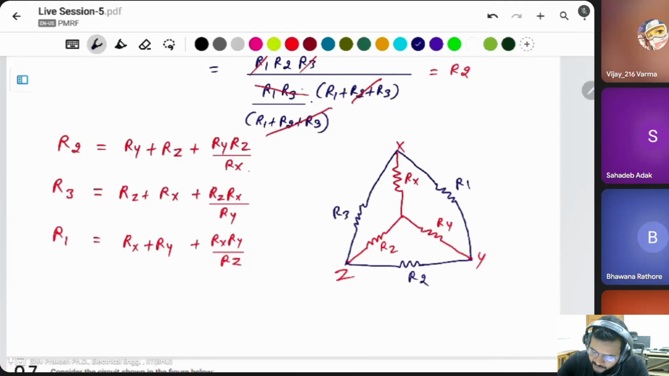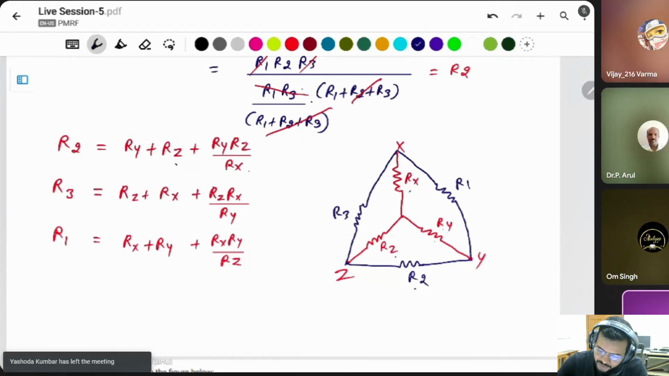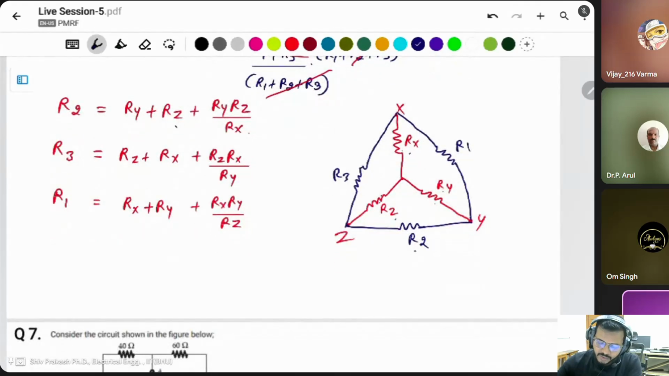In this condition, to find the value of R1, you have to add these two, Rx plus Ry, plus the multiplication of these two, and divide by the other one, Rz. Same thing if we want to find R2, then the sum of these two, Ry Rz, plus the multiplication of these two, divided by the other. Same thing for R3, the sum of these two, Rz Rx, plus multiplication of these two, divided by the other. Suppose in star Rx is equal to Ry is equal to Rz is equal to R, then what is the value of R1, R2 and R3?